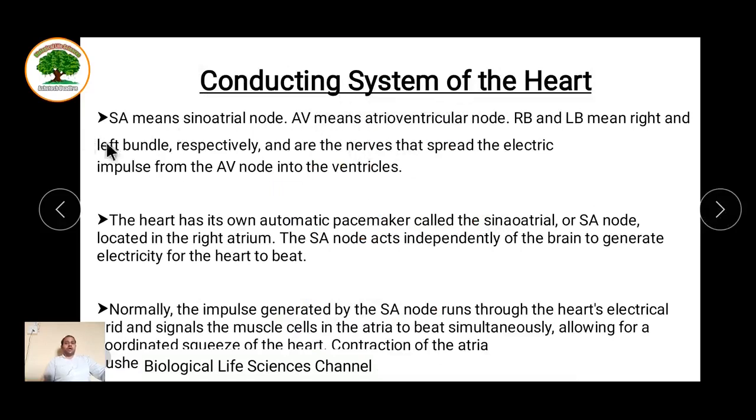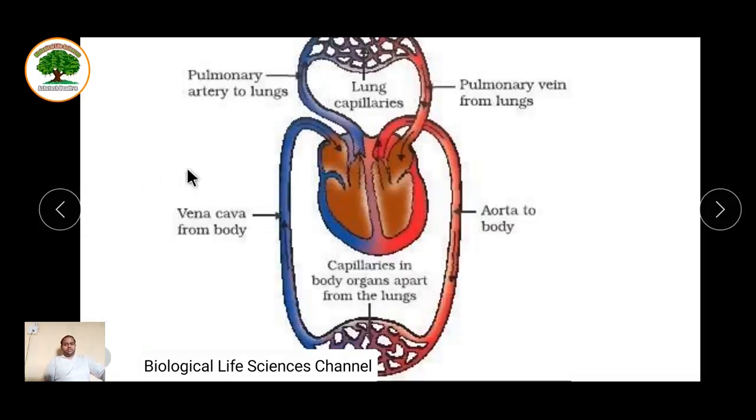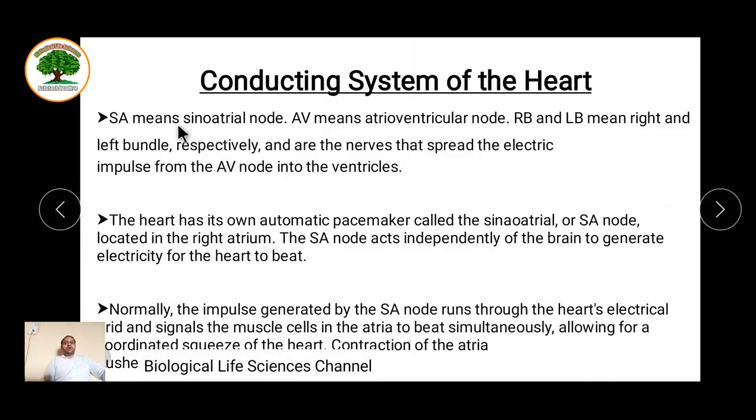First of all, the right atrium is a very important site because there is a muscular junction here in the right atrium, right at this place. If I have to show you, there is a muscular junction that is called the SA node. It is also called the sino-auricular node.